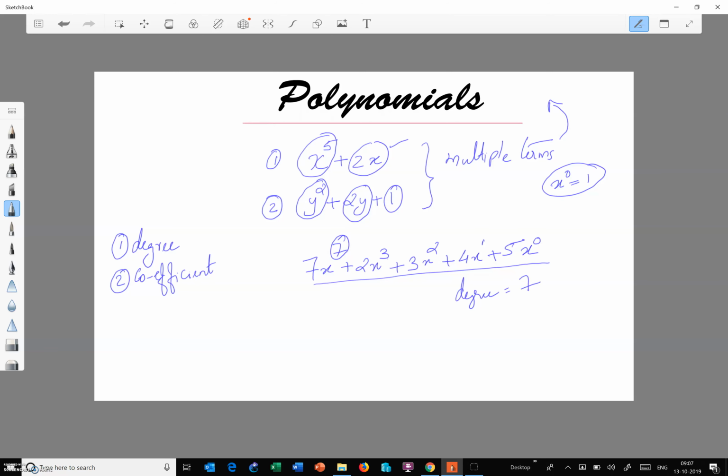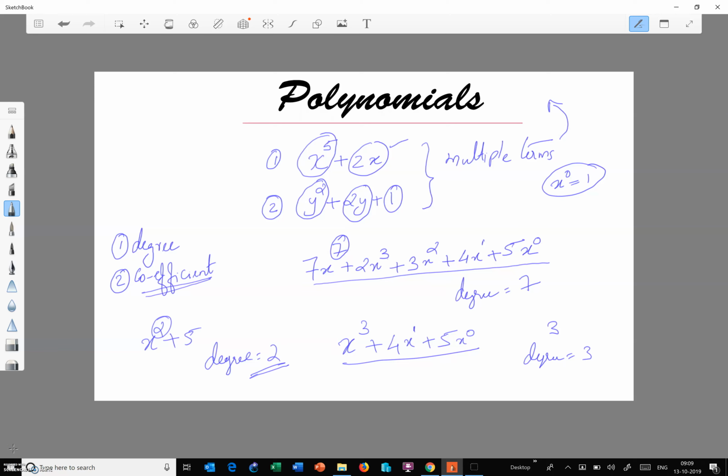Let's consider another example. x cubed plus 4x plus 5. So here the exponent is 1 and this is 0. So the highest exponent of this polynomial is 3, and hence we say the degree of this polynomial is 3, or it is a third-degree polynomial. Take the case of x squared plus 5. The highest exponent in this polynomial is 2, and hence this is a second-degree polynomial, or the degree of this polynomial is 2.